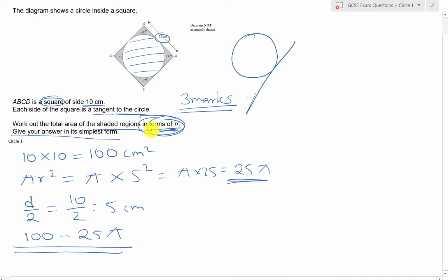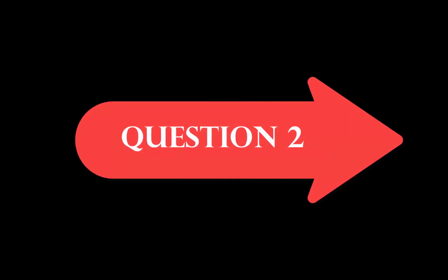So let's recap which formulas we used. We used the area of a circle, which is pi r squared. We also used the formula to work out the radius, which is diameter divided by 2. And the area of a square, which is length times width. So these three formulas we used.